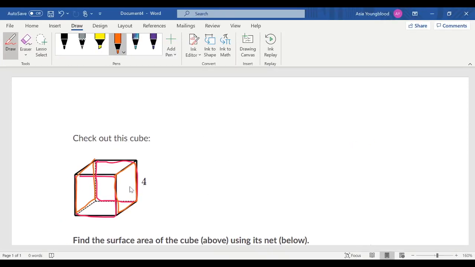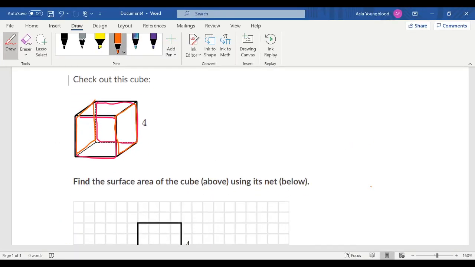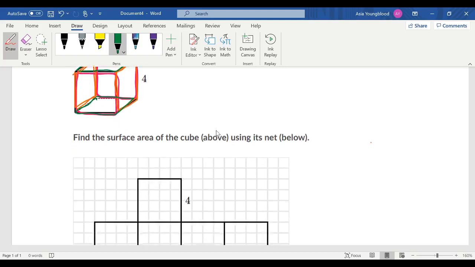So far, I just started tracing the squares in this cube. I'll retrace them. So we have 1 square, 2 squares, 3 squares, 4 squares, and if we change our color again, 5, 6. So there are 6 squares that make up this 3-dimensional object called a cube. To find the surface area, we want to find the area of each of these squares and add them together.